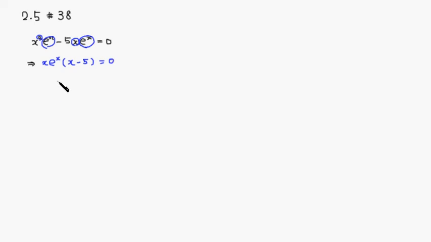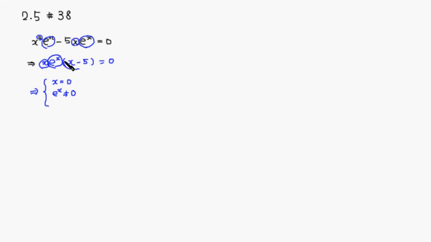So what we can do is just set each of these guys equal to 0. The easiest one would be the first one. So here we can set this guy equal to 0, so we get x equals 0. We can set the second guy equal to 0, but remember that e to the x is never 0. It's always positive, so this guy is never 0. So from here, we cannot get any x value.